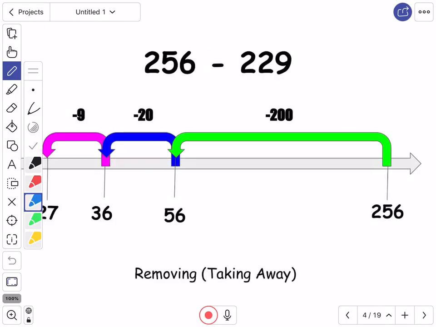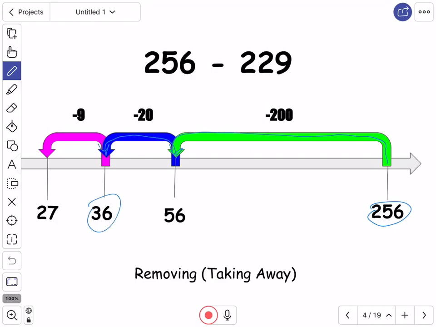But if you flip to the next slide here and take a look at what we have here, we have it on a number line. So basically, if I have 256, and I start by just taking away 200, then I end up with 56. I haven't taken away enough yet. I got to take away another 20 to get to 36. And then I take away another 9, and I'll get to 27. So I kind of took away 229 in chunks. So if you remember from yesterday, that was called the removing or taking away.